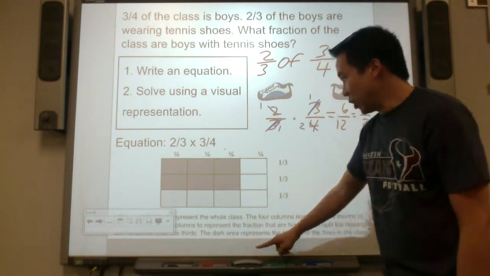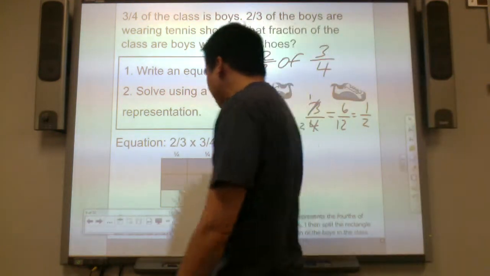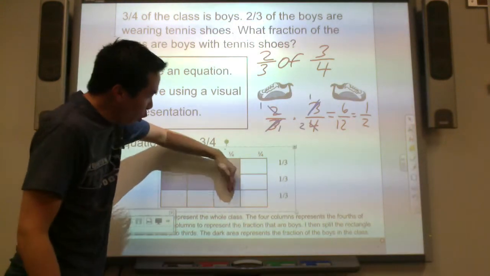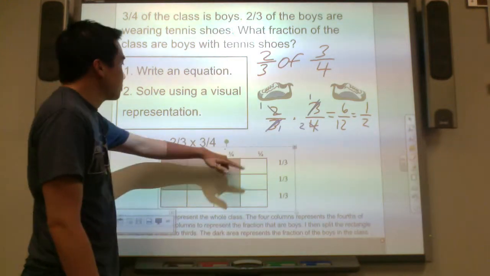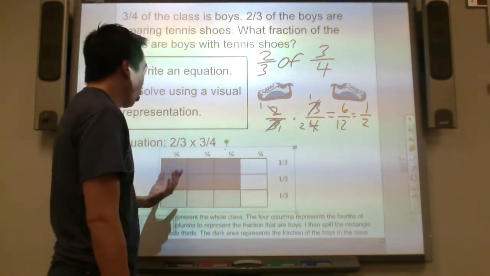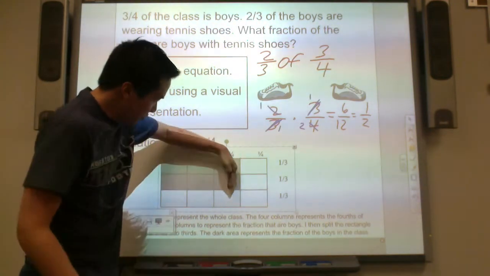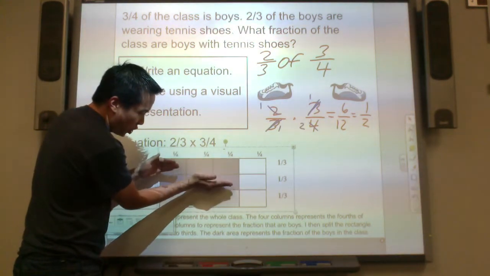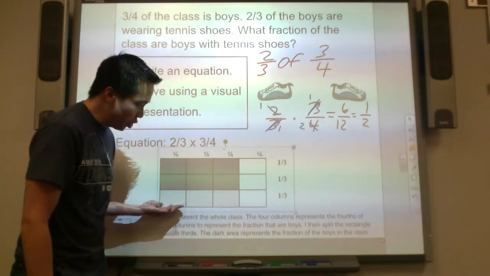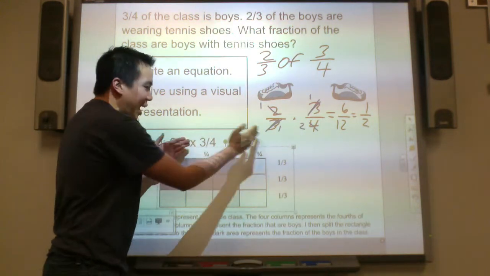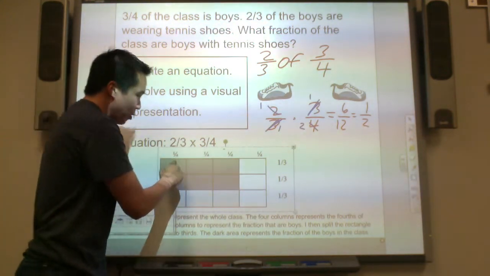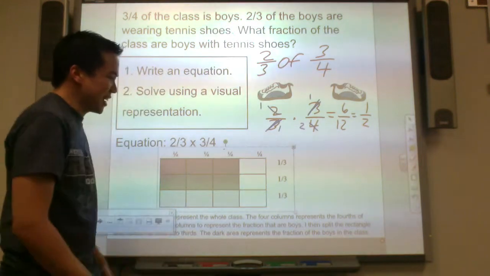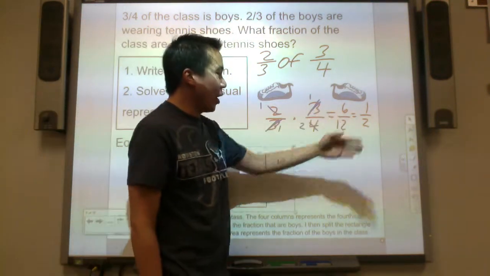So let's look at our picture. In this picture, 3/4 of this, 3 out of 4, are boys. And out of these boys, 2/3 have tennis shoes. 1/3 do not. So what fractional part do you see from this? 1, 2, 3, 4, 5, 6. 6 out of 12, or 1/2.